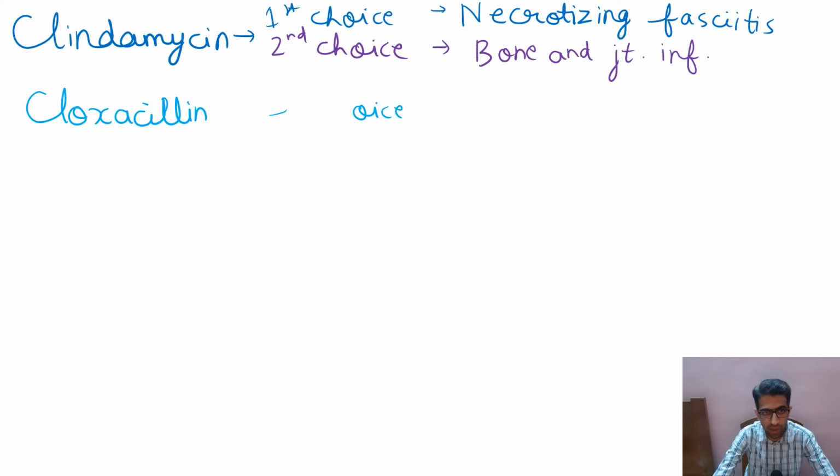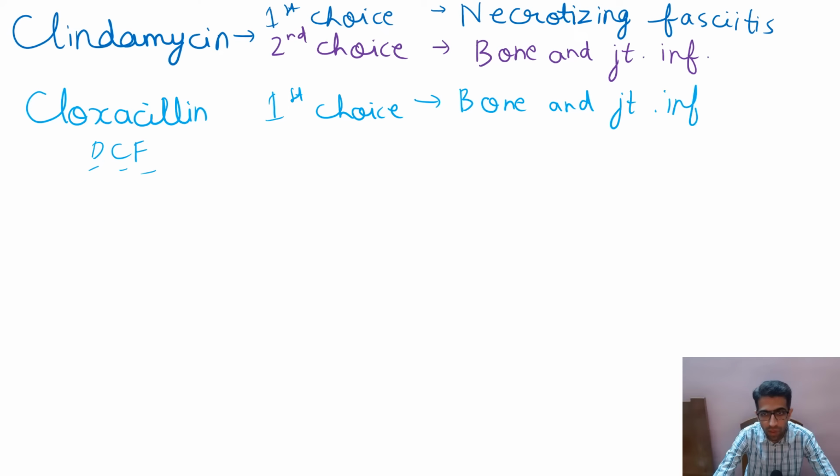Cloxacillin, I just tell you one important thing, that cloxacillin like DCF, dicloxacillin, cloxacillin, flucloxacillin, they are preferred for oral administration due to better bioavailability. I'm sure all of you are well acquainted with this term. Please define it for me in the YouTube comment section. Then first choice in bone and joint infections, also first choice in skin and soft tissue infections.